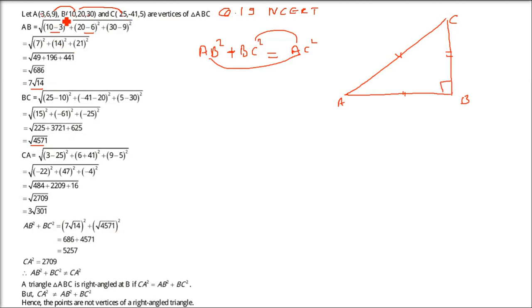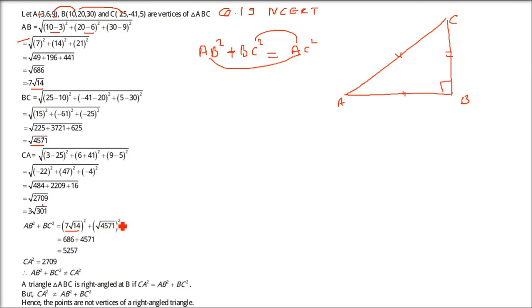Third thing, find out CA. CA is 3 minus 25 whole square, 6 plus 41 whole square, and 9 minus 5 whole square under root. So you'll get 3 under root 301. So these are the 3 edges you are getting. Now just square them and add 2 of them. If you see AB square plus BC square, it's not going to come equal to 527.